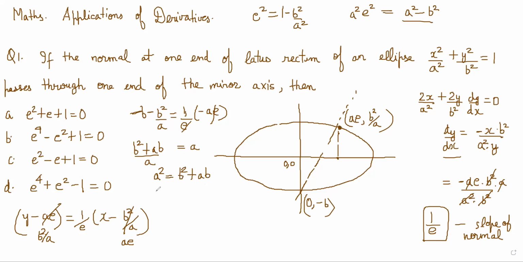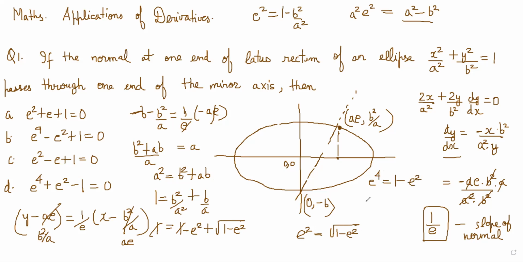So now we can do it easily. Just divide by a square. So b square by a square plus b by a, and then put b square by a square as root over 1 minus e square, plus root over 1 minus e square, right? And isolate it. So 1 gets cancelled. e square comes this side, is equal to root over 1 minus e square, square it. You get e power 4 is equal to 1 minus e square. So e power 4 plus e square minus 1 is equal to 0. So D should be the correct answer, right?